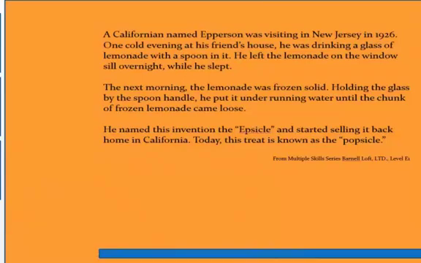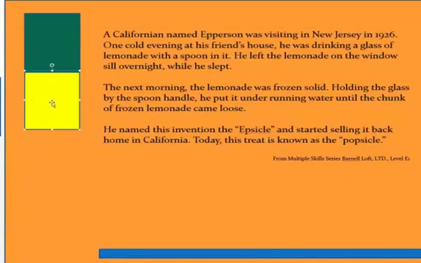A Californian named Epperson was visiting New Jersey in 1926. One cold evening at his friend's house, he was drinking a glass of lemonade with a spoon in it. He left the lemonade on the windowsill overnight while he slept. The next morning, the lemonade was frozen solid.